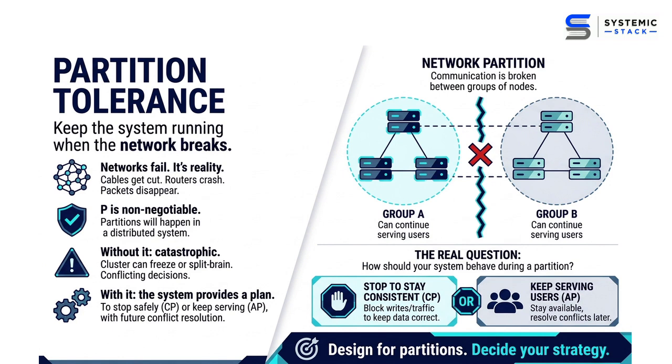If your system doesn't have partition tolerance, the failure mode is a complete cluster collapse the moment a single network link gets shaky. In an interview, you should emphasize that P is essentially a cost of doing business in a distributed system. You can't just wish away network failures. If you're designing something that lives on more than one machine, you're effectively forced to deal with partitions. The real question isn't whether you want partition tolerance, but how your system behaves when the partition inevitably happens. Do you stop all traffic to stay consistent, or do you keep serving users and sort out the data mess later?